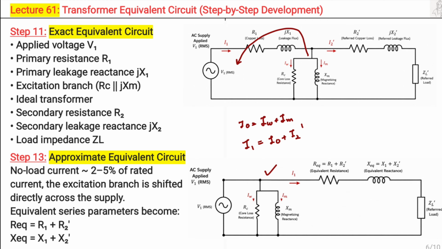So now the resistances can be directly added, that is R equivalent becomes R1 plus R2 dash, and X equivalent becomes X1 plus X2 dash like this. So this is the approximate equivalent circuit of transformer.